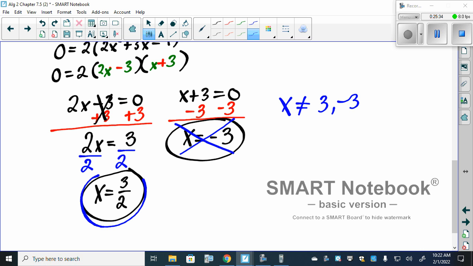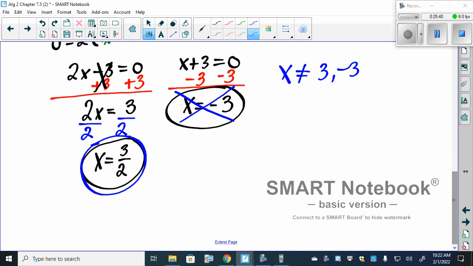But we still have the solution of x is equal to 3/2. Because x equals 3/2 is not one of our restrictions, so it does work. We do have a solution. Now, if it had worked out that 3/2 was also one of the other restrictions, then it would be no solution because both of our solutions canceled out.